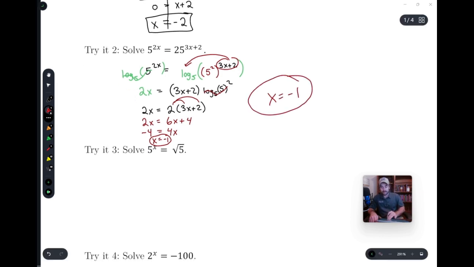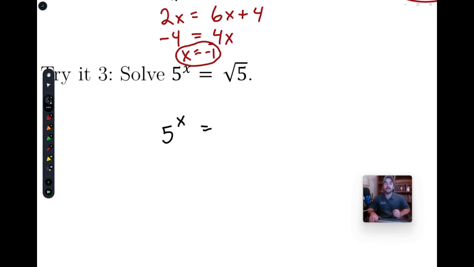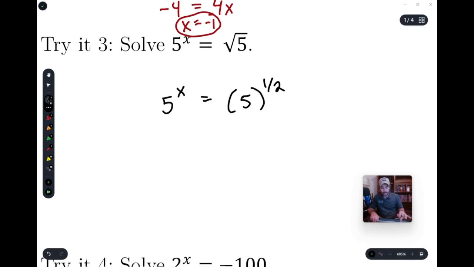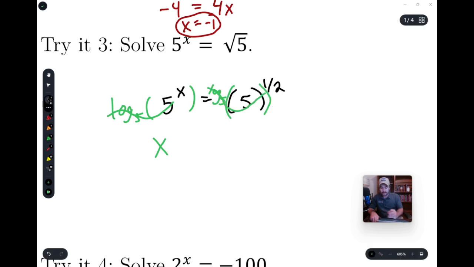One more time. We'll keep using the 5, it looks like. So we've got 5 to the x equals, and a way to rewrite a square root. Remember, it's really important to remember how to write square roots as exponents. Put parentheses around the 5 and raise it to the 1/2. If we apply the properties of logs, we're going to log base 5 it to be left with x, and then we'll log base 5 this side as well to be left with x equals 1/2.